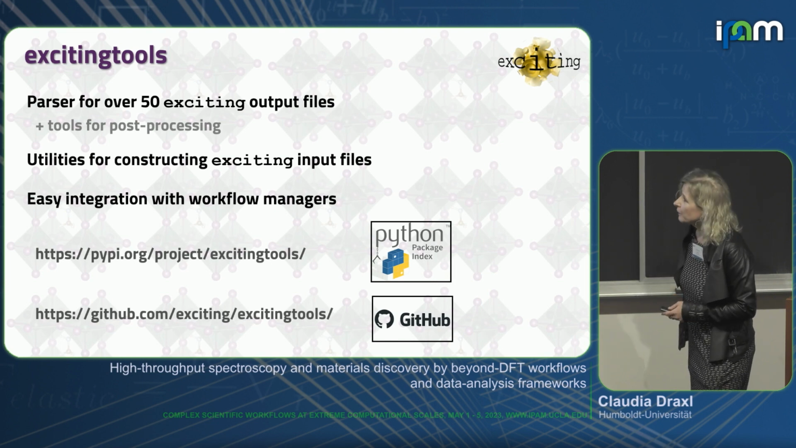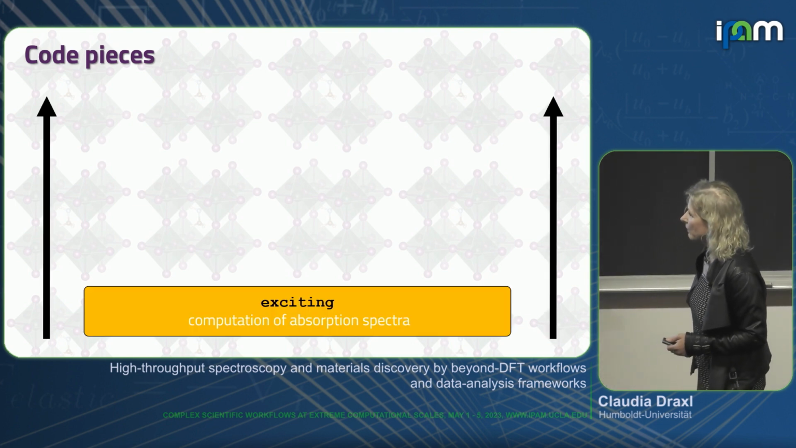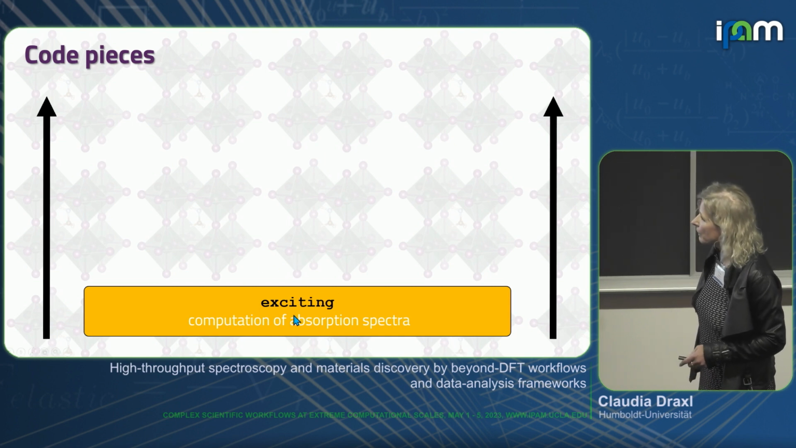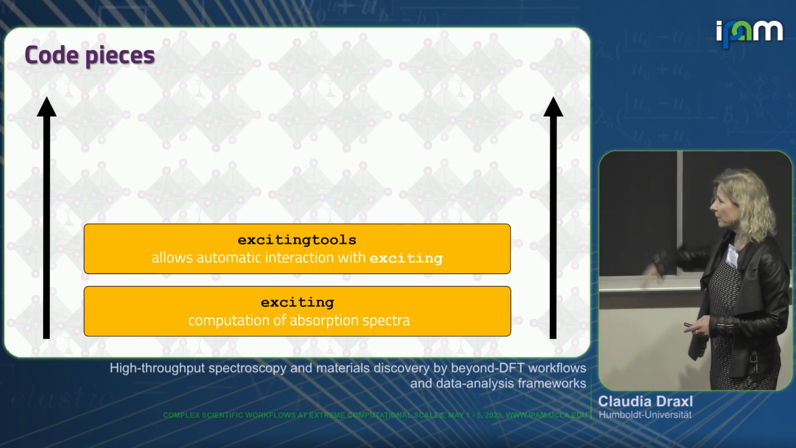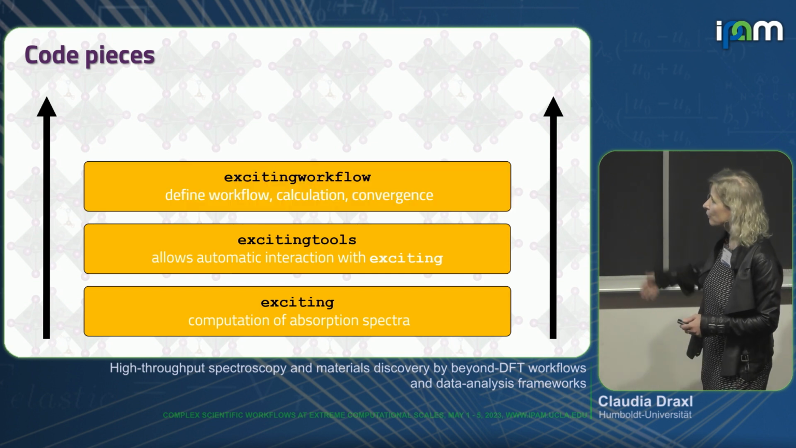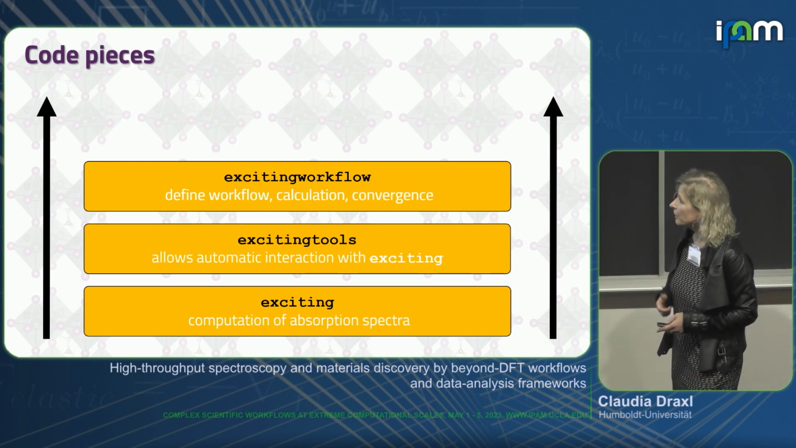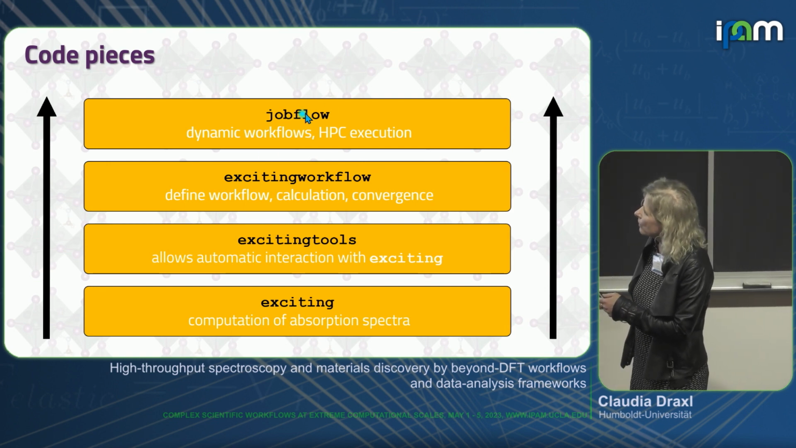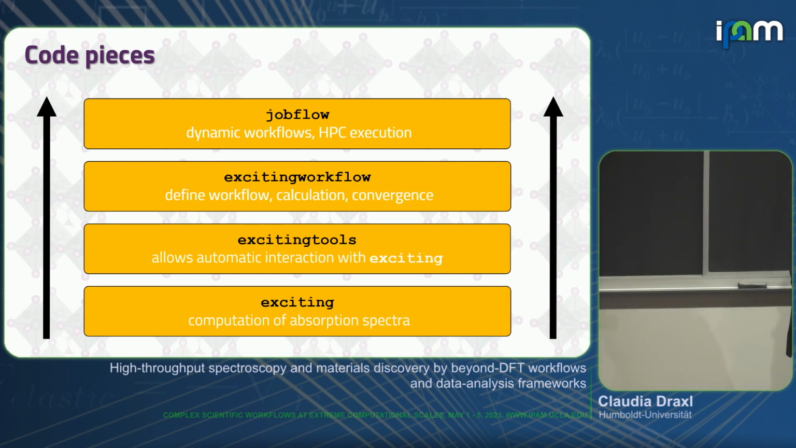But this is only one part of the whole story, because there are other code pieces that are actually needed in order to finalize such calculations. So first we have the engine, so to say, the exciting that does all the numerical number crunching. Then we have exciting tools, which is this layer in between, let's say, the code and the higher level workflows. Then we have other workflows that put together different recipes in order to compute a certain property that we're interested in. And then you can use any kind of engine that submits your job, like a job flow or fireworks or whatever, which guarantees then that everything is executed on an HPC machine.